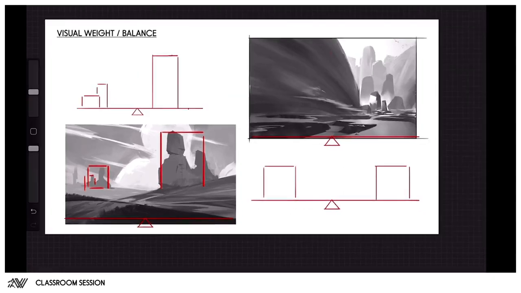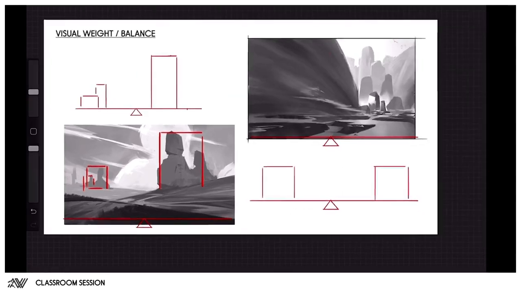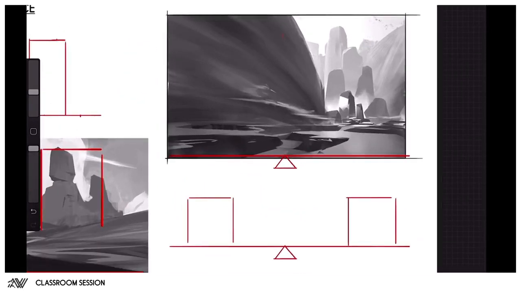Now, this one on the right is a bit of an exception. Can anyone guess why this is an exception and why it still works? Don't think about lines or anything. Just think about weight. Just think about the division of weight on the scale. Why would you think this still works? And I have the scale here.